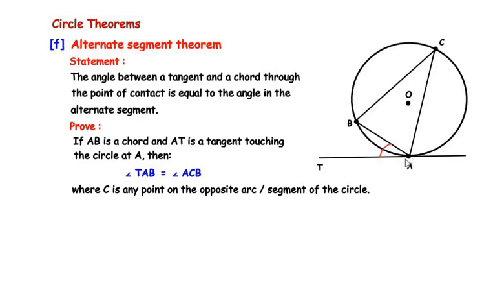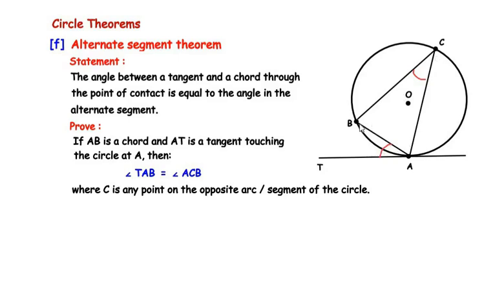So here we can see that the chord AB divides the circle into two segments. One is the small segment, that is minor segment, and the other one is this large segment, that is the major segment. And the angle which we have drawn here is made in the minor segment. So this angle is going to be equal to the angle made by the same chord but in the alternate segment, that is the angle made by this chord in the major segment at point C. So here we have to show that angle TAB is equal to angle ACB.